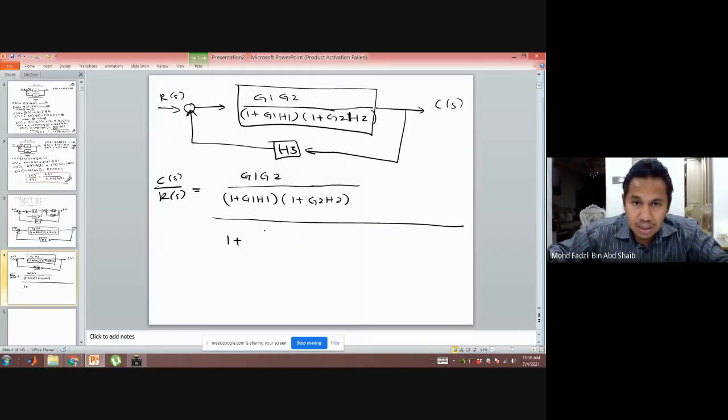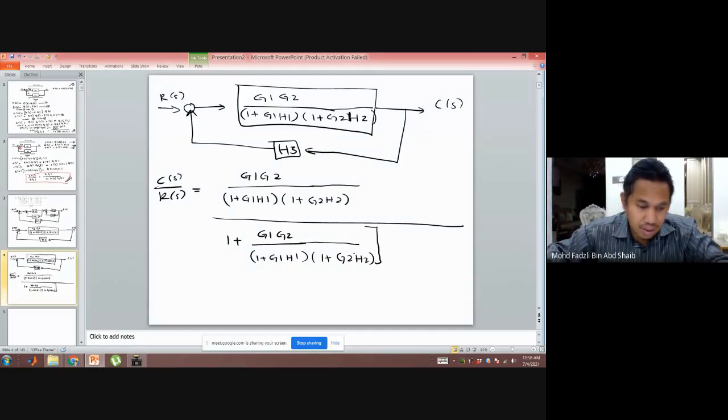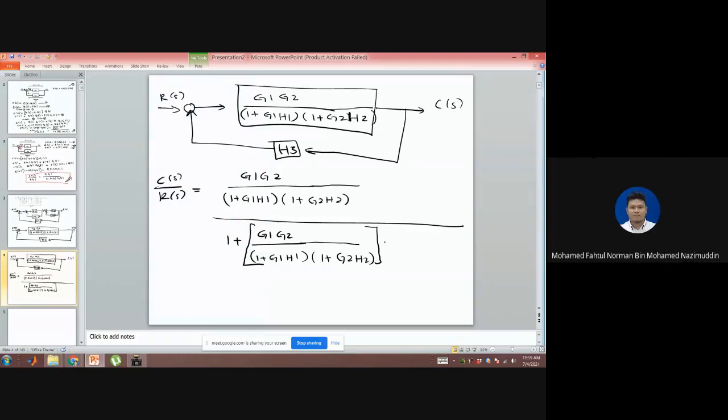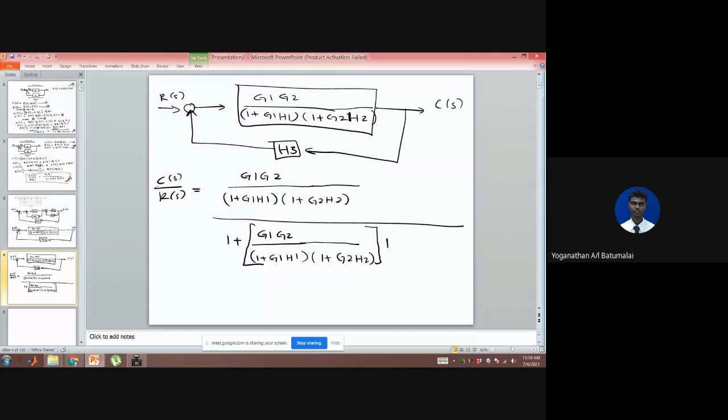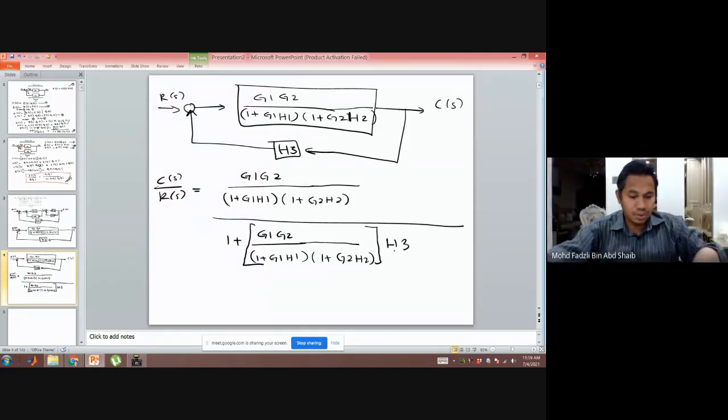So G1 G2 over 1 plus G1 H1, 1 plus G2 H2, okay. We need to times with what? Tell me. We need to times H3 again. H3, yeah. We need to times with H3.